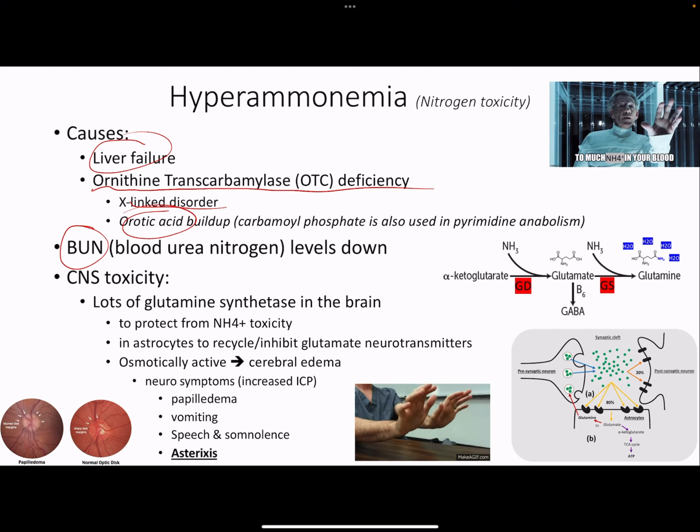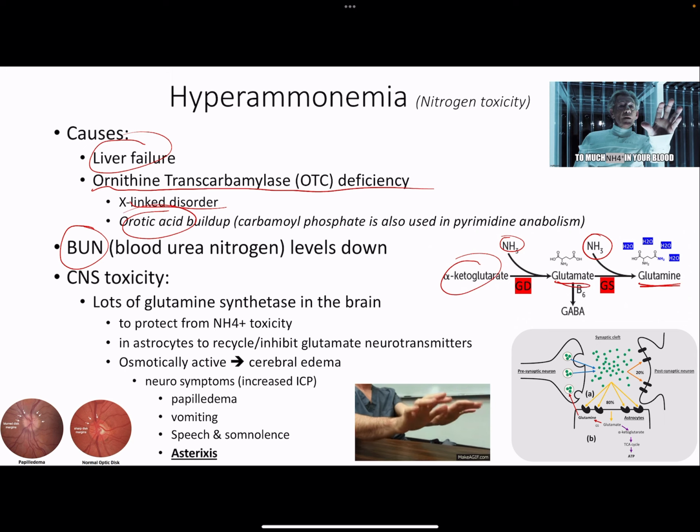What are the effects of this? It's mostly going to have CNS effects. Why? There's a lot of glutamine synthetase in the brain. We said alpha-ketoglutarate can store one nitrogen and become glutamate, and then glutamate can store a second nitrogen and become glutamine. Why would there be a bunch of glutamine synthetase in the brain? The brain is really vulnerable to ammonium toxicity. It's kind of the lesser of two evils: if ammonium gets up there, it can just slap it onto a glutamate and make glutamine.